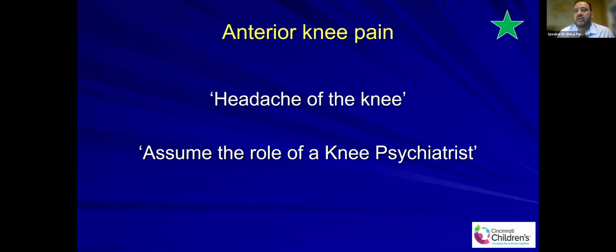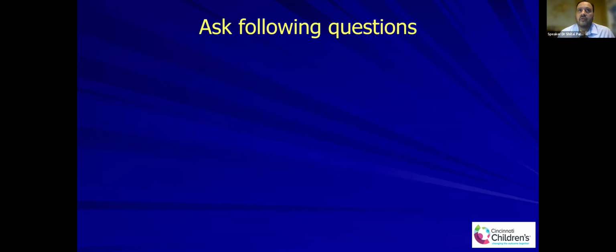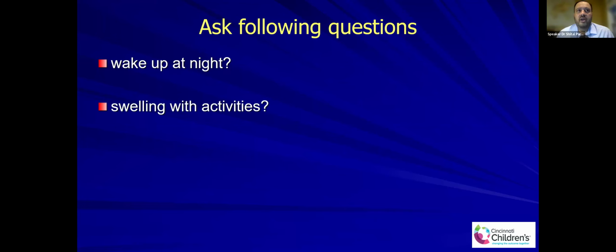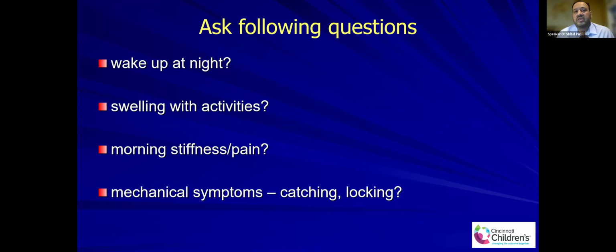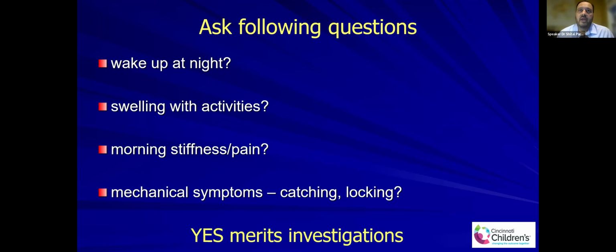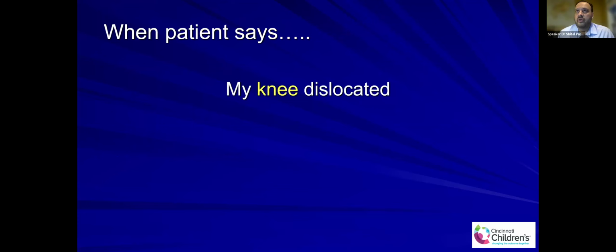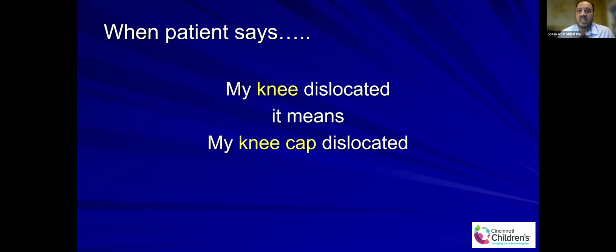It's so common because the fastest growing physes are around the knee, and there is an influence of the hormones on the physes. So it's very common to see adolescent females with knee pain. In younger kids, it can be growing pain. There are a lot of other reasons, but most of them are benign. We need to ask a few questions. Does it wake them up at night? Is there swelling, morning stiffness, or mechanical symptoms? If it's yes, then we need to investigate further. Otherwise, we can just treat it without any MRI or further imaging studies. When the patient says my knee dislocated, it means that the kneecap dislocated.